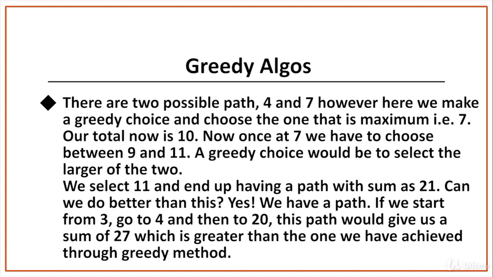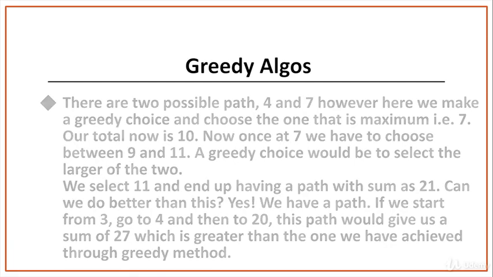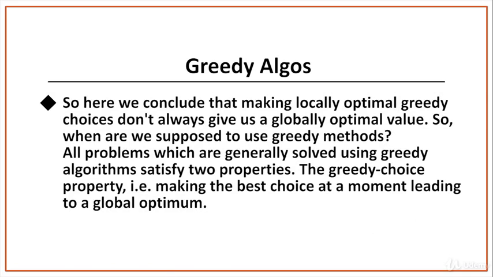Now once at 7, we have to choose between 9 and 11. The greedy choice would be to select the larger of the 2. Therefore, we select 11 and end up having a path with a sum of 21. Can we do better than this? Yes, we have a path. If we start from 3, go to 4 and then to 20, this path would give us a sum of 27, which is greater than the one we achieved through the greedy method. So here we conclude that making locally optimal greedy choices doesn't always give us a globally optimal value.